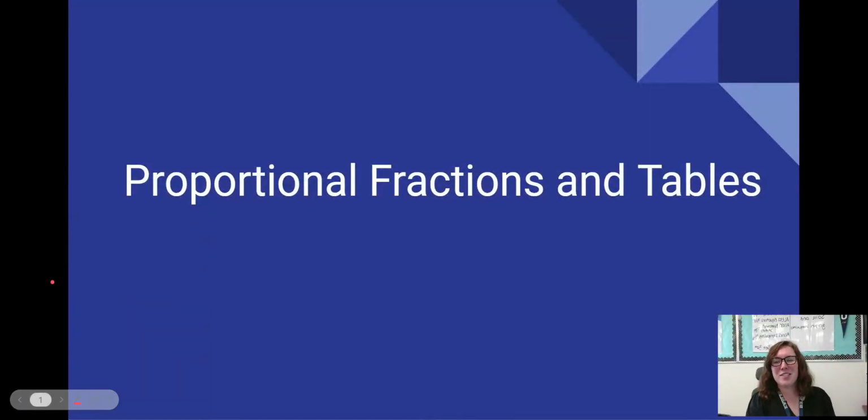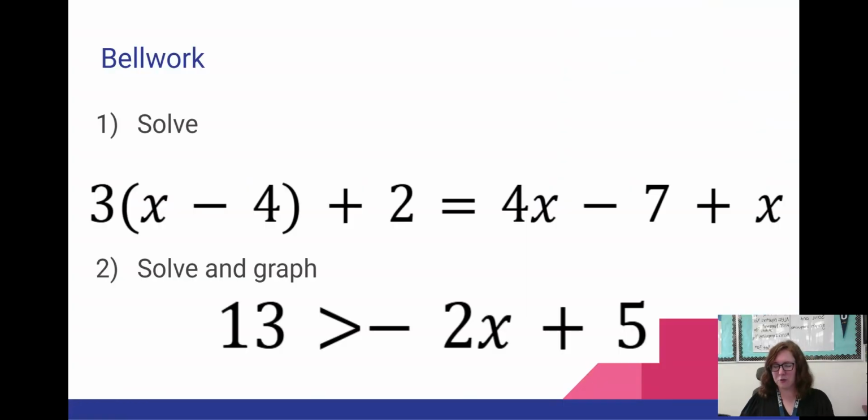Hi, today we're going to talk about proportional fractions and tables. So first we start with our bell work. Solve this big equation, and then the next one is to solve and graph the inequality.